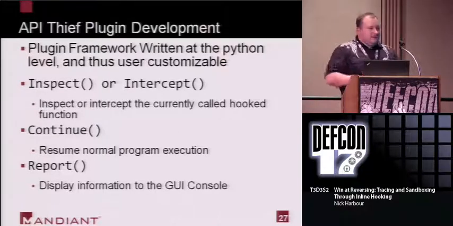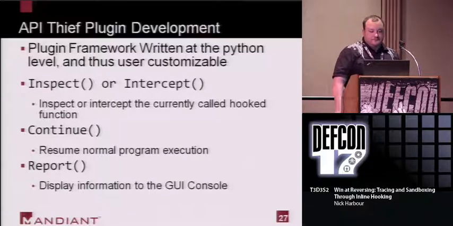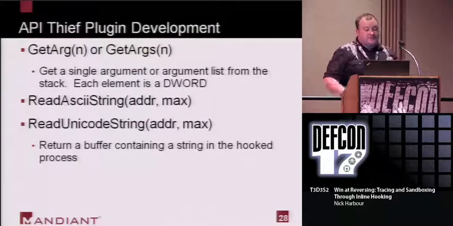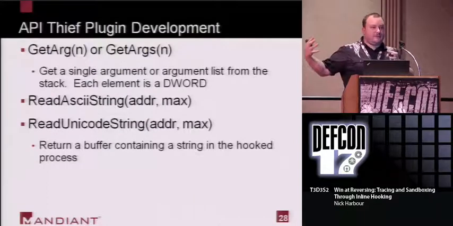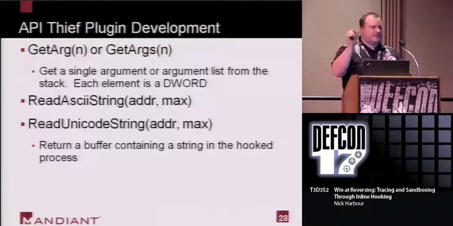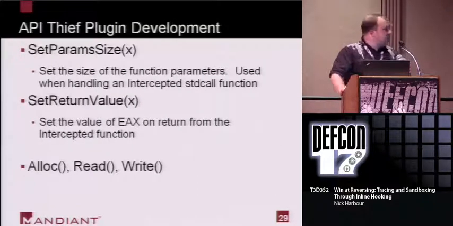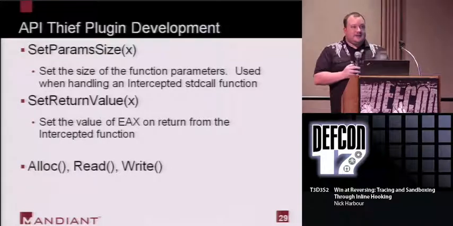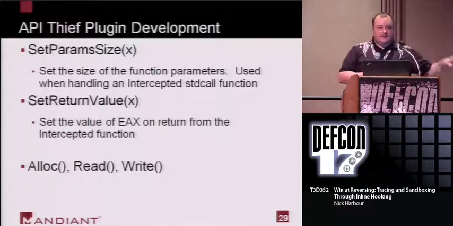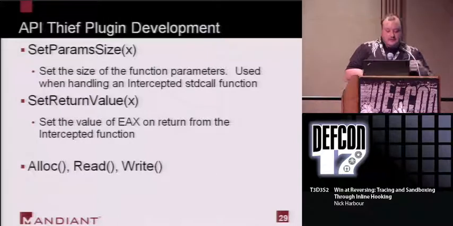Report is how we get information to the GUI console. You'll see a nice little scrolling window of messages coming out, and that's how you send a message. I have some wrappers here called getarg and getargs. In Python, this will return either a single argument or an array of arguments to the function, and it's just going to return the DWORDs on the stack. So if the DWORD actually points to a string, you'll have to do some other things to go out and get that string. I have wrappers for read ASCII and read Unicode string. Set return value. And last but not least, alloc, read, and write. So we can allocate memory in the other process, and read and write memory. These just call the Win32 functions behind them, so no big secret there.